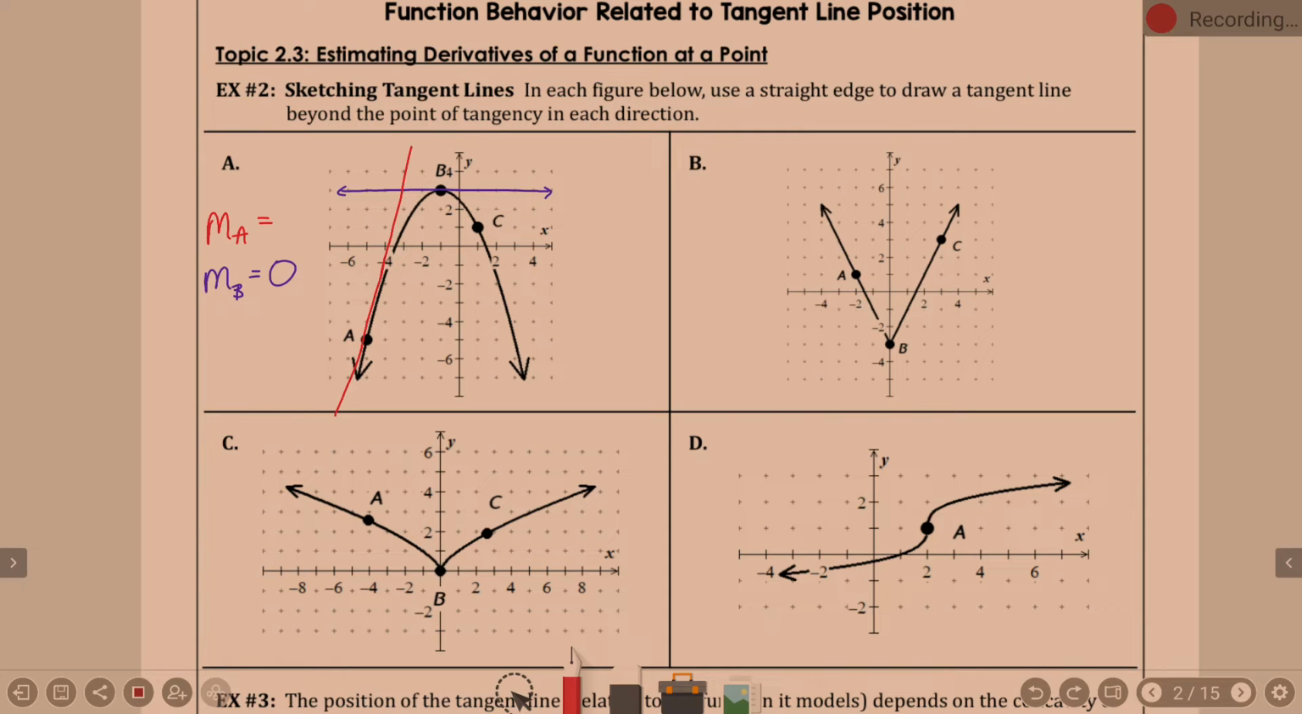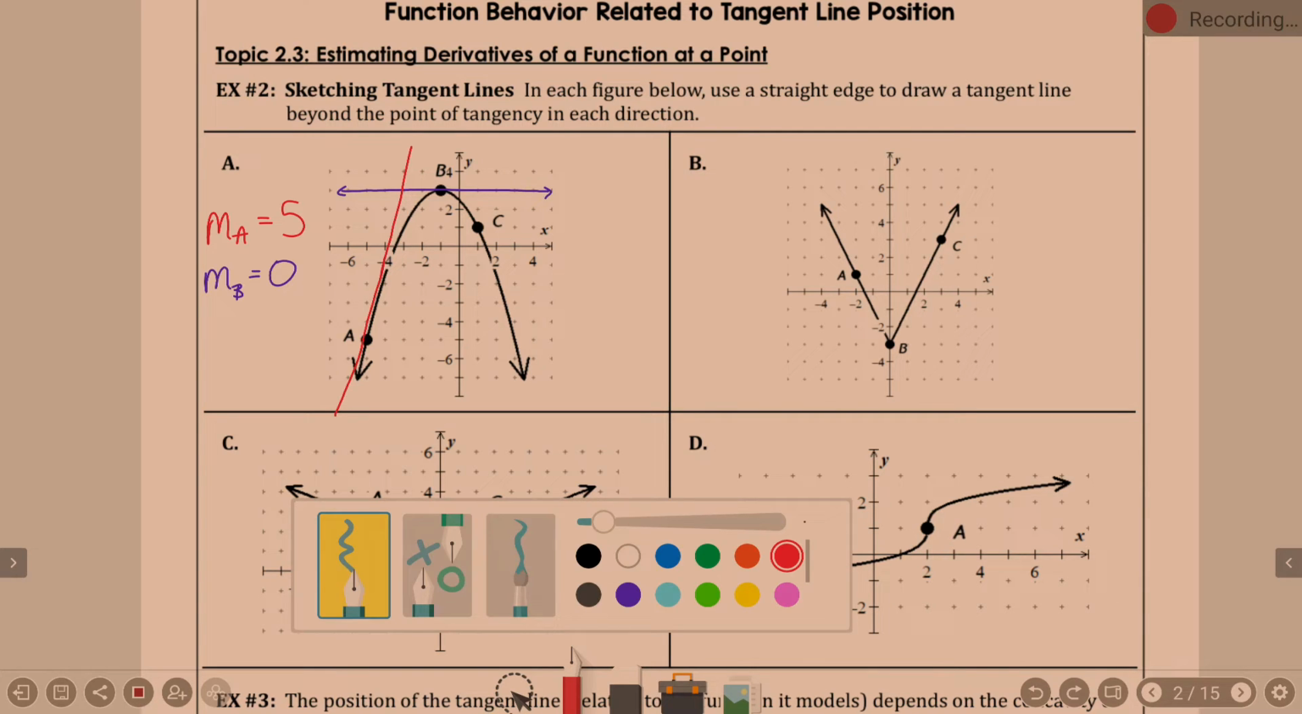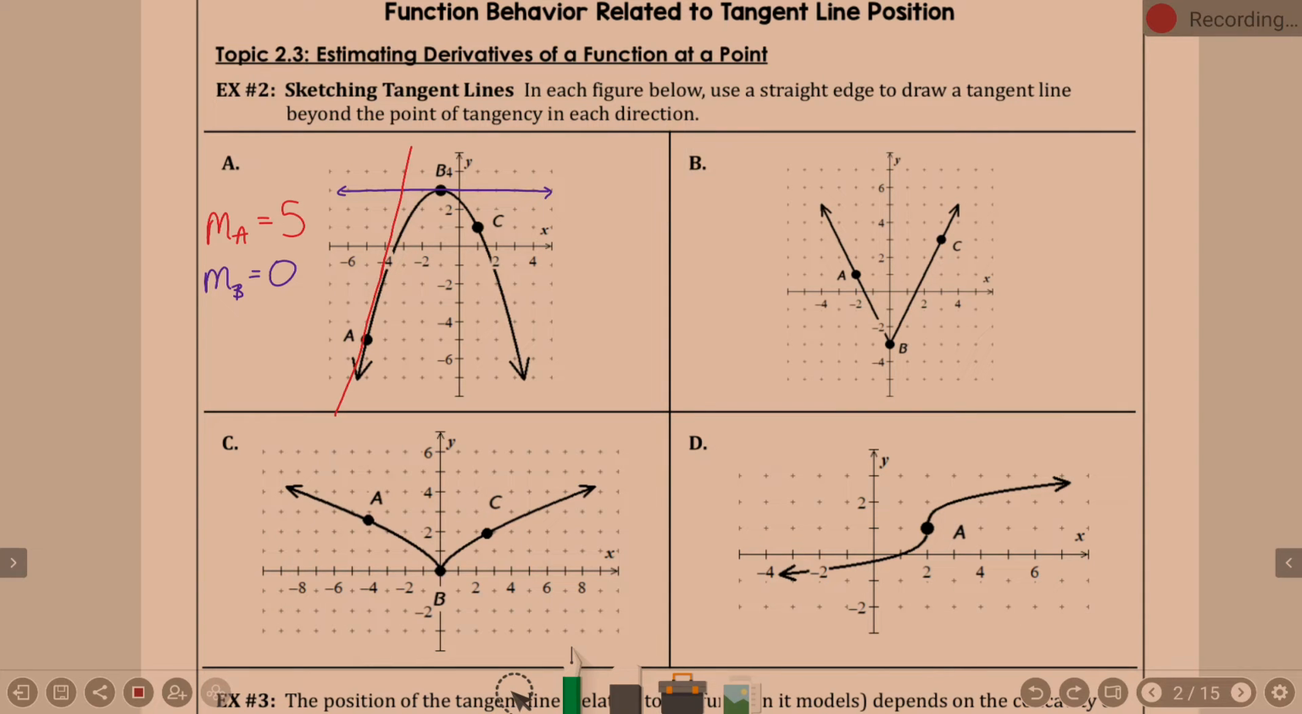About 4. If you're in that ballpark, are we good? Yeah. I'm just going to put the answer key answer. I know mine's not going to match up exactly, but I'm at 4.5. It's supposed to be 5. Close enough. A 4 would be okay, right?